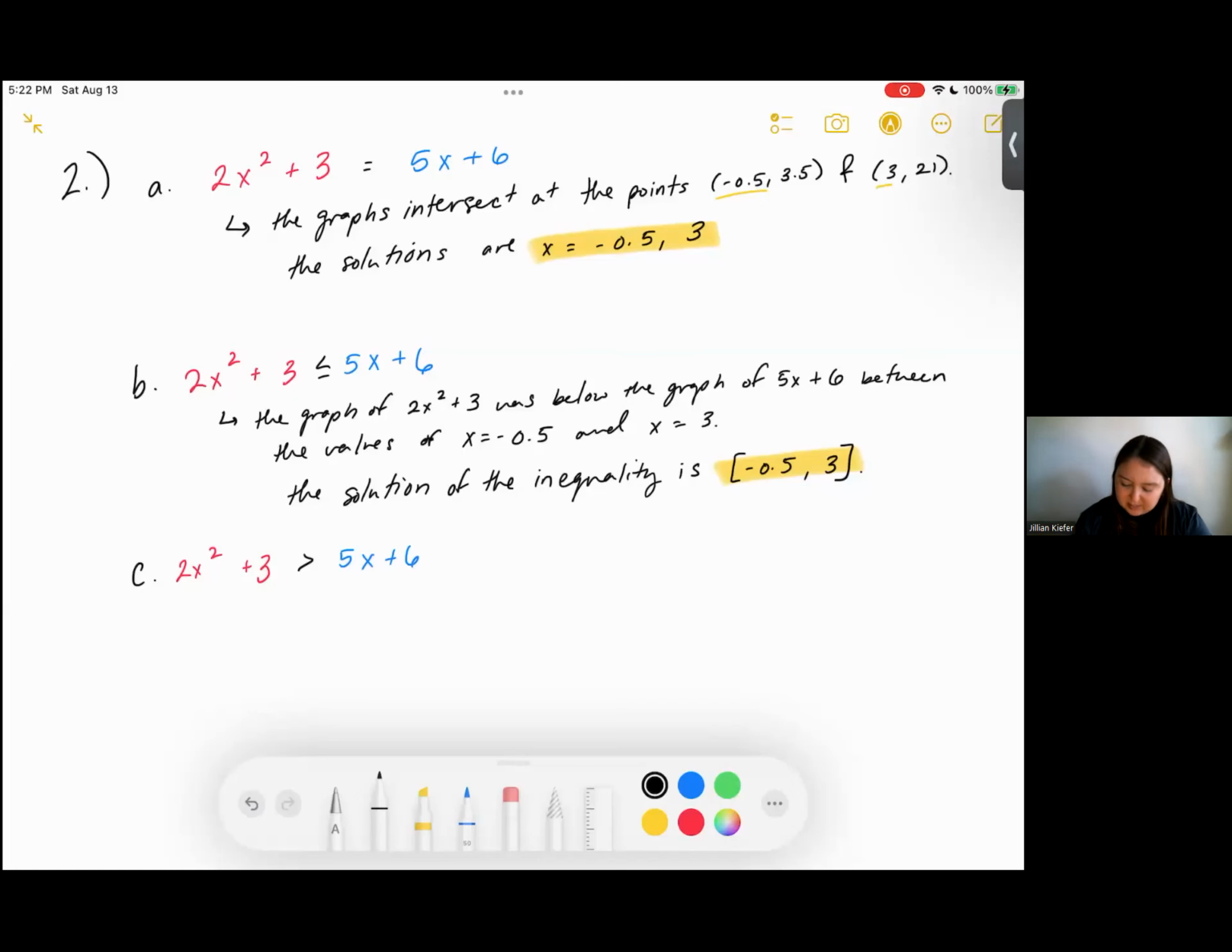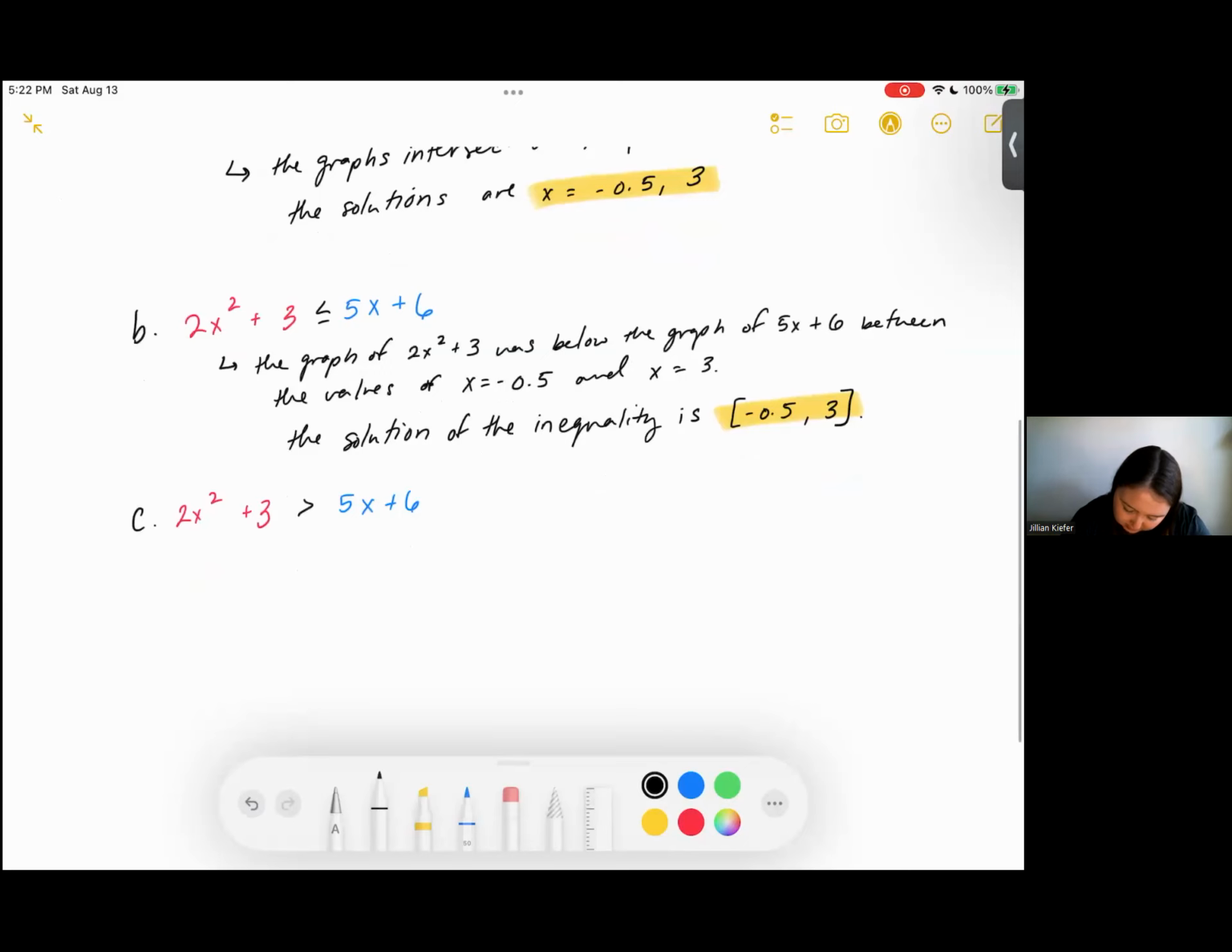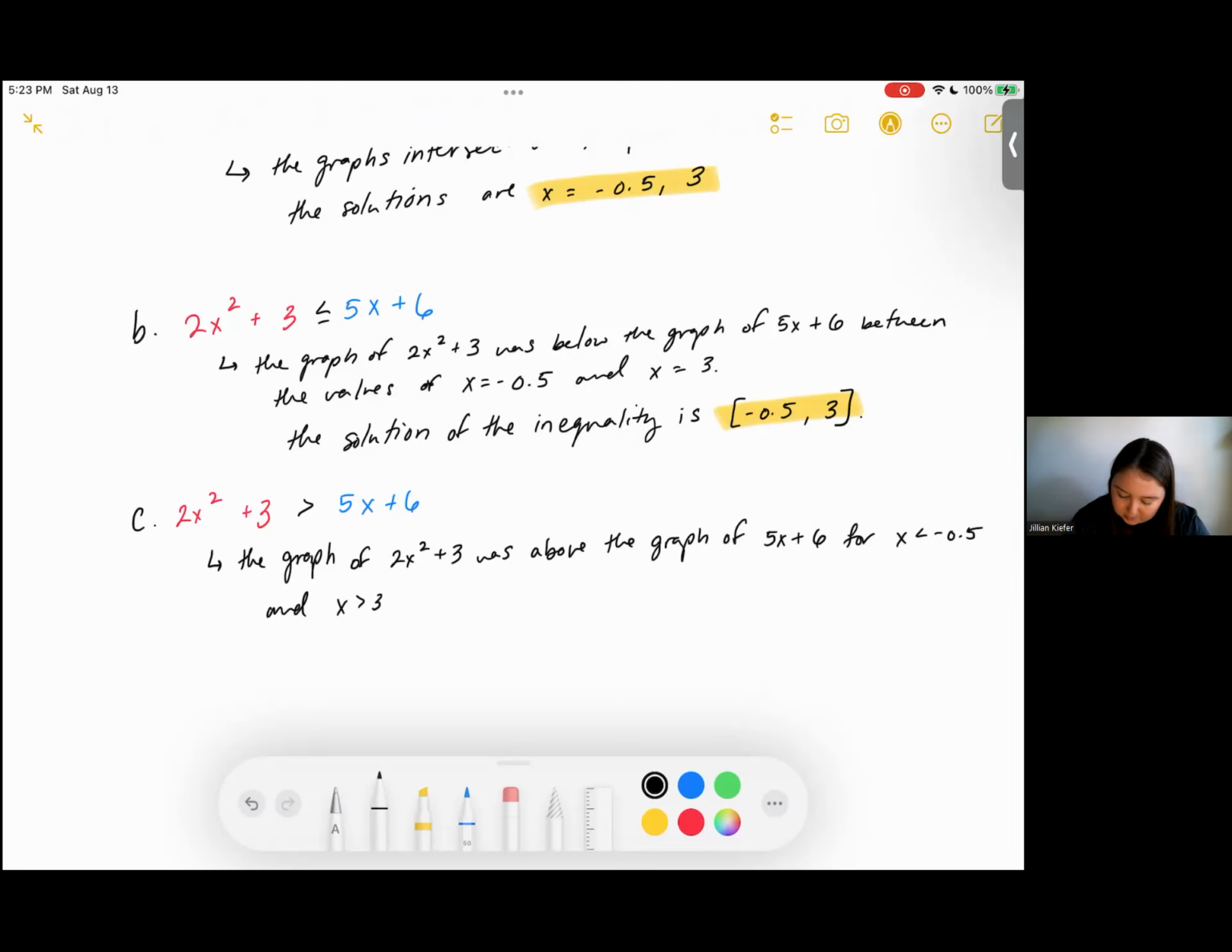All right, so let's go ahead and write this out. Once again, we're going to write a little explanation. We say the graph of 2x squared plus 3 was above the graph of 5x plus 6. I wrote b again. I don't know why I did that. 5x plus 6 for x less than -0.5 and x greater than 3.